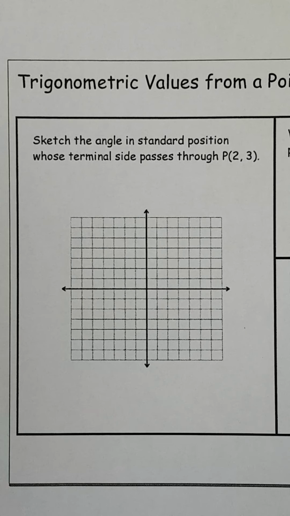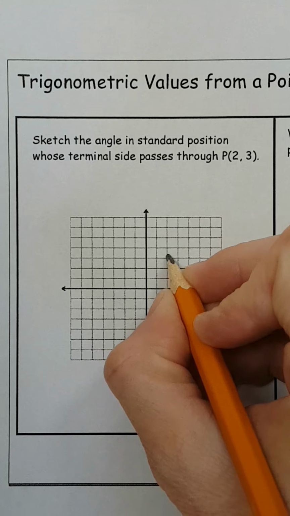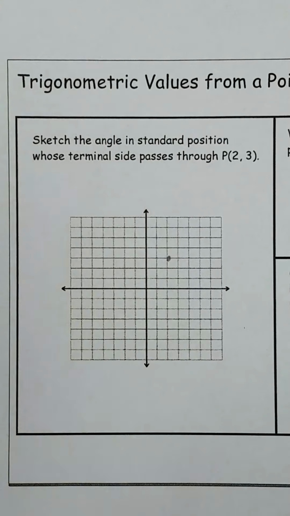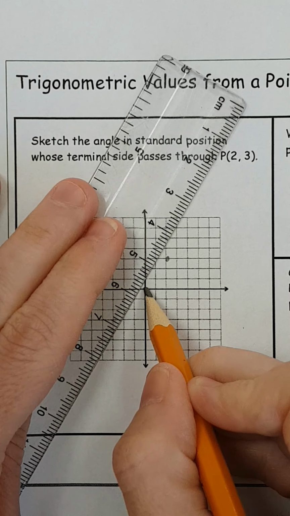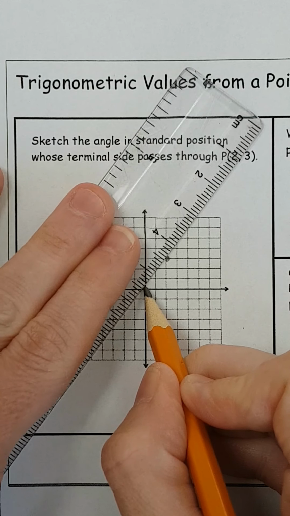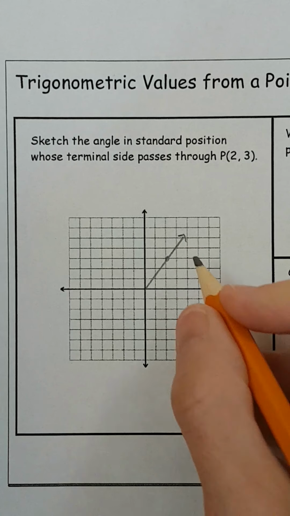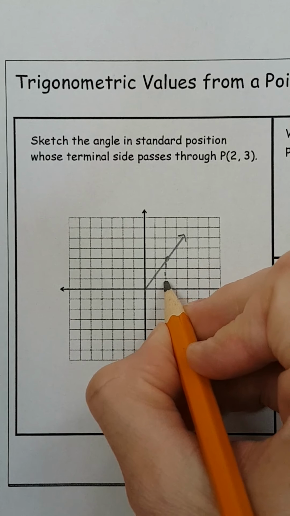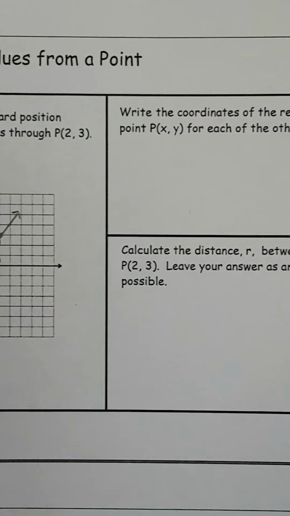So first thing we're going to do is sketch the angle in standard position whose terminal side passes through the point 2 and 3. So we'll plot that. That won't be too complicated. 2 and 3. And then I'm going to draw a ray from the origin. Okay, and then of course what we're dealing with is right here. And so moving over, I'll go back and forth here.